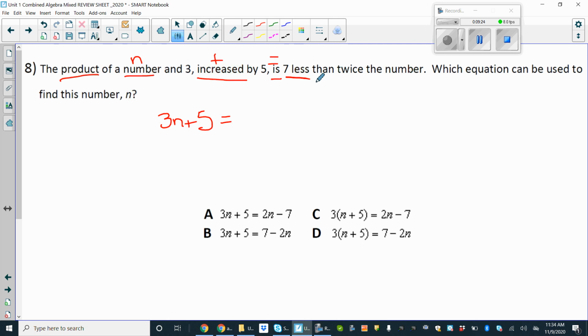Less than, remember, that always comes after what comes next. So you're taking it less than twice the number. So twice the number is just 2n, and less than that is minus 7, which is answer choice A.